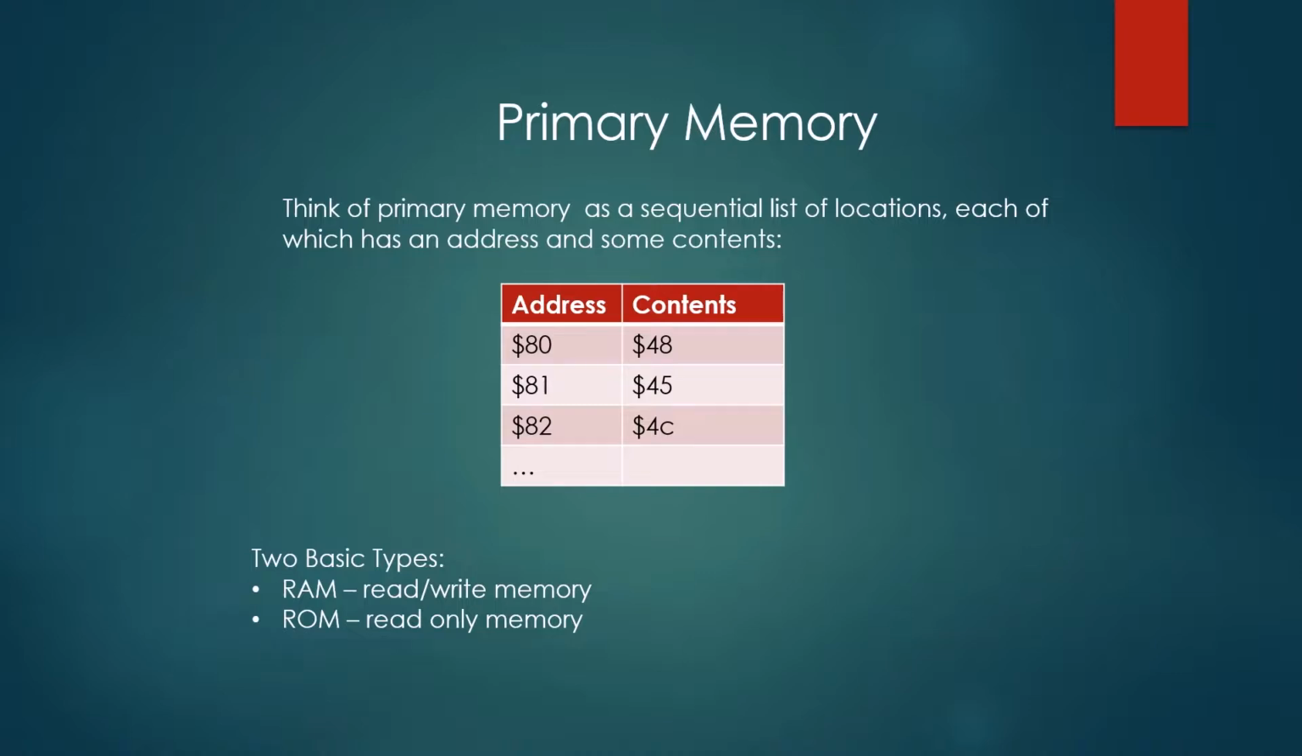Now there are two basic types of primary memory: RAM and ROM. RAM, read-write memory, can be used for program storage and is also used as scratchpad area for the CPU to work with. ROM, or read-only memory, is generally used for program storage.